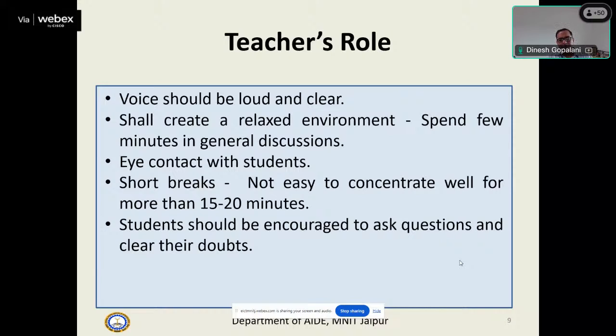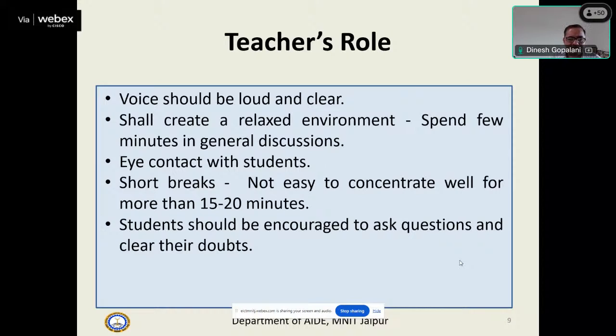Then not regular breaks, but as and when required, because normally it is said that it is very difficult for students to concentrate well for more than 15 to 20 minutes. So I'm not saying after every 10 minutes, give them a short break of 5 minutes. No, that's not possible. But after 20, 30 minutes, you can give a very, very short break, 1 or 2 minutes.